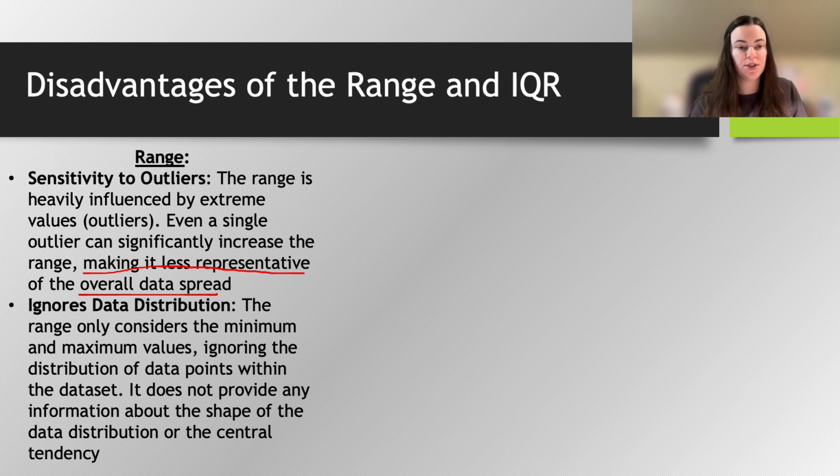It also ignores the overall data distribution because it's only using those minimum and maximum values. Therefore, it doesn't provide any information about the shape of the distribution or any of those measures of central tendency.